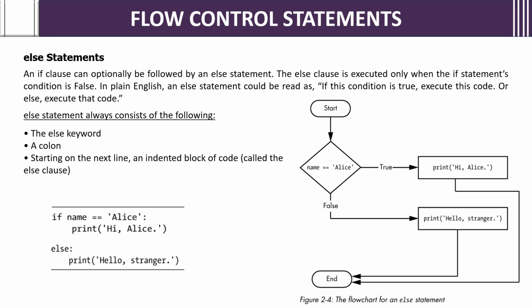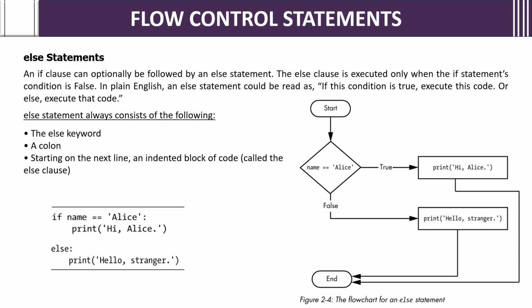Else statements. An if clause can optionally be followed by an else statement. See, if there is some if statement, you can even write the else statement. The else clause is executed only when the if statement's condition is false. If the if condition is false, it will go automatically to the else condition. In plain English, an else statement can be read as: if this condition is true, execute this code, or else execute the other code.